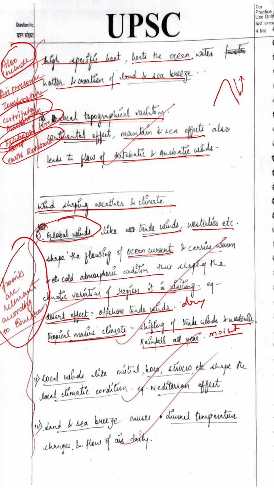This comment is also being provided by the evaluator, for making the answer better. So next are the local winds like the Mistral, Bora, and Sirocco, which shape the local climatic conditions, for example the Mediterranean effect. Okay, this is also true. Then land and sea breezes, which cause the diurnal temperature changes and flow of the daily air. This is also being provided here.